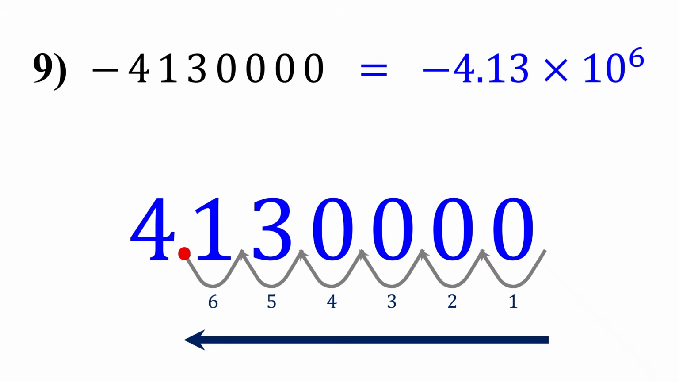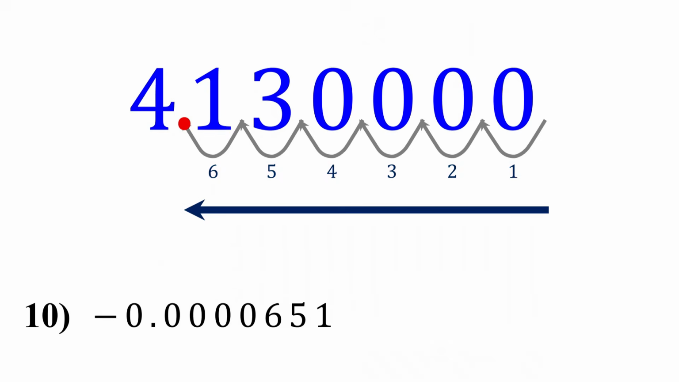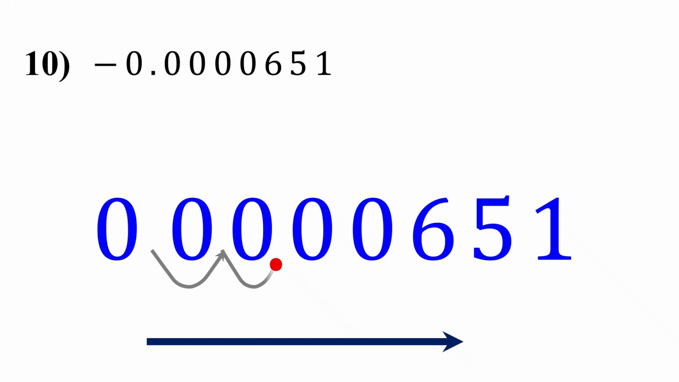Pretty easy, right? Awesome. Now let's try one more negative number, this time a small one. Pause the video and give it a try. Just like before, ignore the negative sign for a moment. Then get the first part by moving the decimal point to the right. Moving it 1, 2, 3, 4, 5 places, we get 6.51. That is between 1 and 10. So 6.51 is the first part.